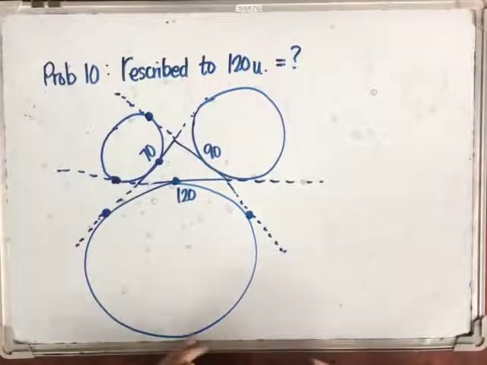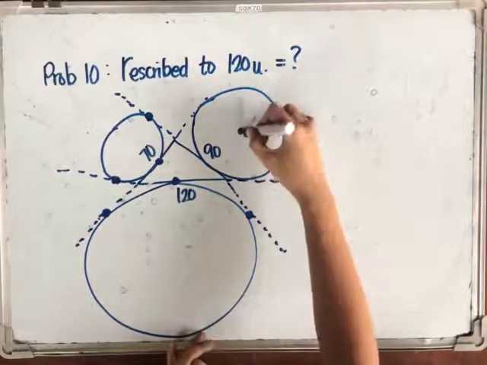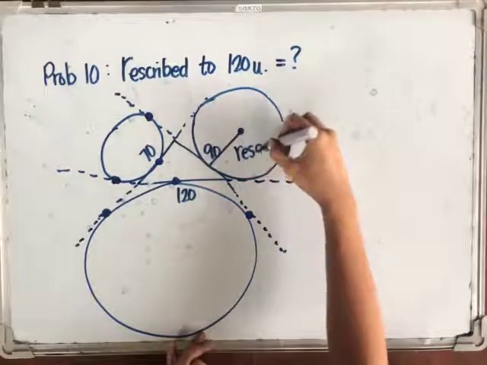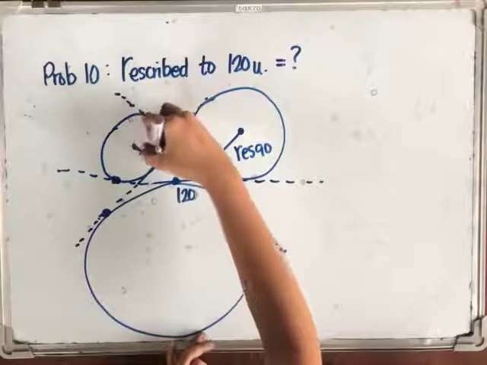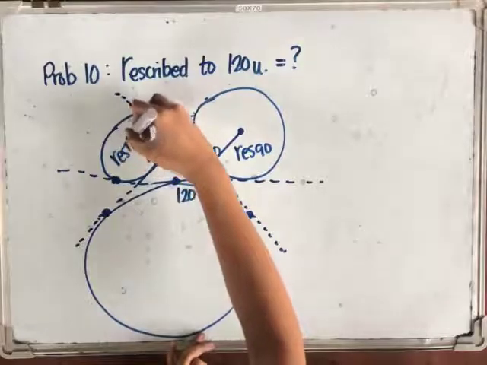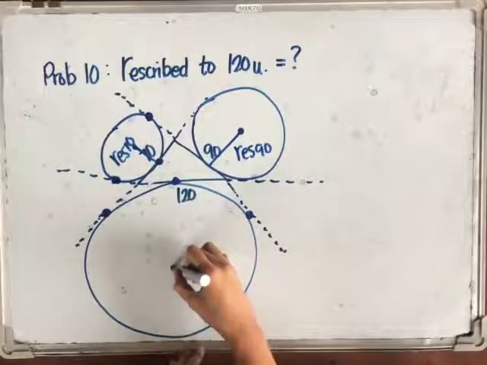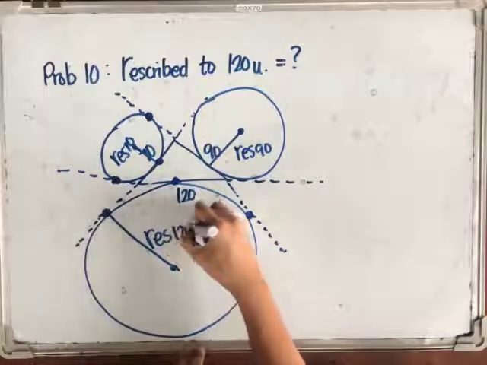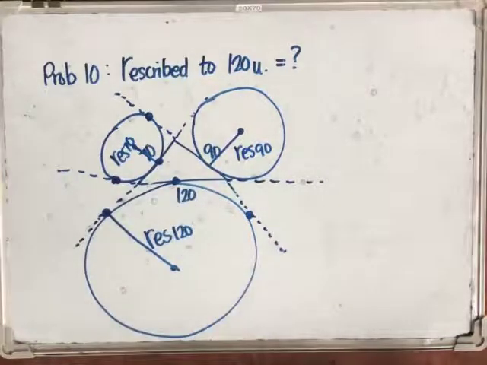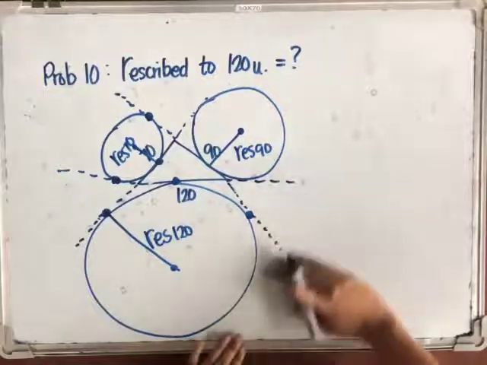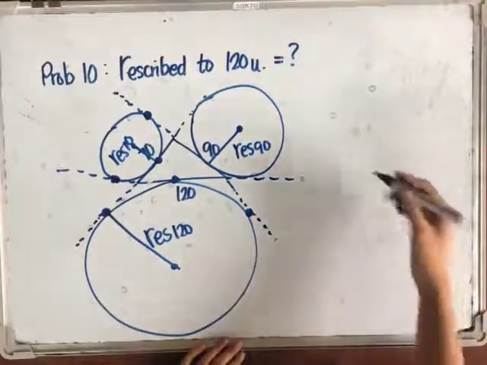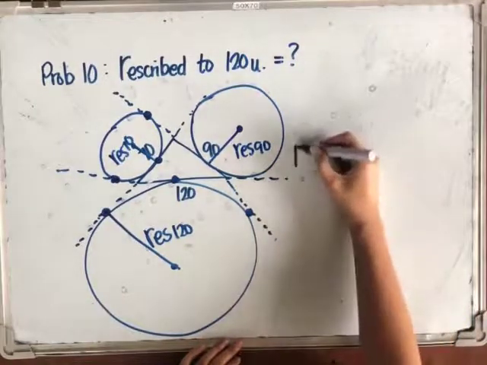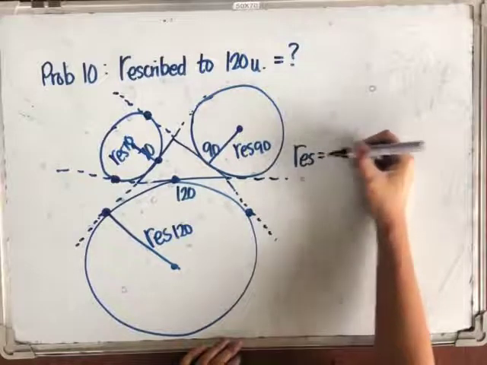So, ito yung mga pwede nating makompute. This one is R escribed to 90. This one is R escribed to 70. And this is specifically what we want to compute, R escribed to 120. Mukha lang siyang mahirap, but again, meron na siyang established formula, and that's what we're going to use now. So, established formula natin is halos kahawig siya ni Heron's formula. R escribed is ganito daw.